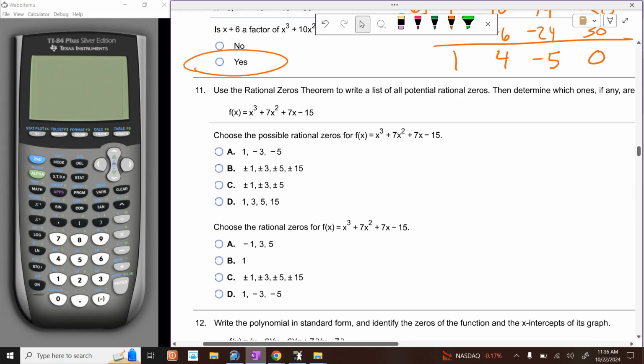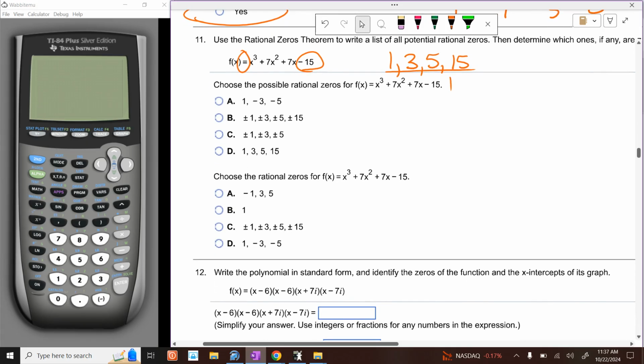Rational roots theorem. Okay. 15. What are all the factors of 15? 1, 3, 5, and 15. What are all the factors of 1? Just 1. So it's all the factors of the last term divided by all the factors of the first term. And it's positive and negatives of each. So it is choice B.